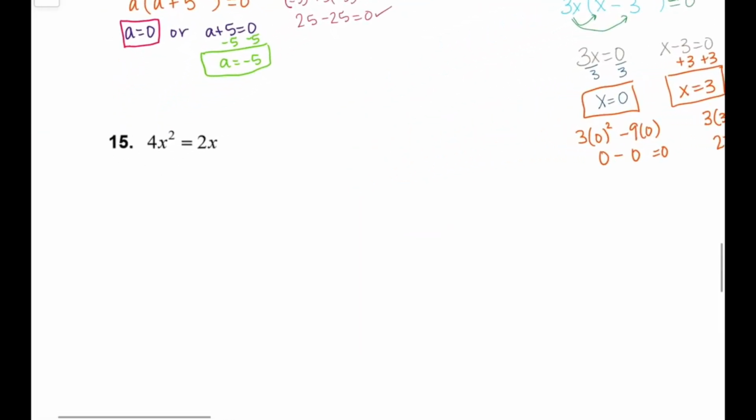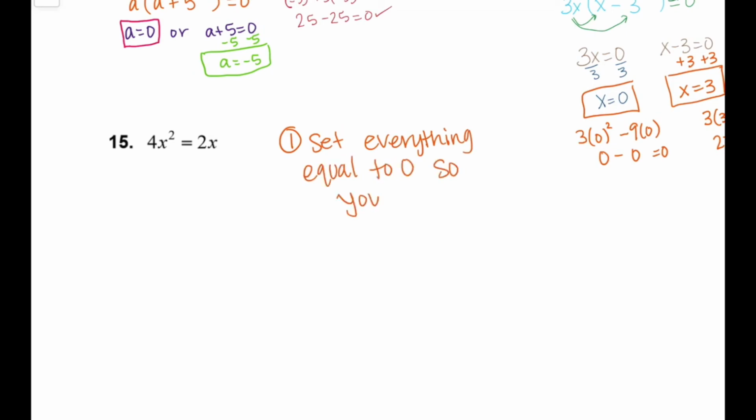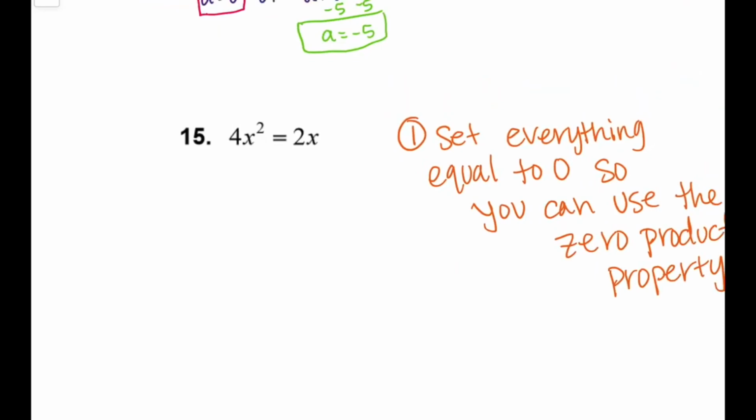So both of these answers work. Now, 15 is in the wrong form. To use the zero product property, we need to set everything equal to 0. So if I have 4x squared equals 2x, I want to minus 2x from both sides of the equal sign. This will give me 4x squared minus 2x, and that will all be equal to 0.